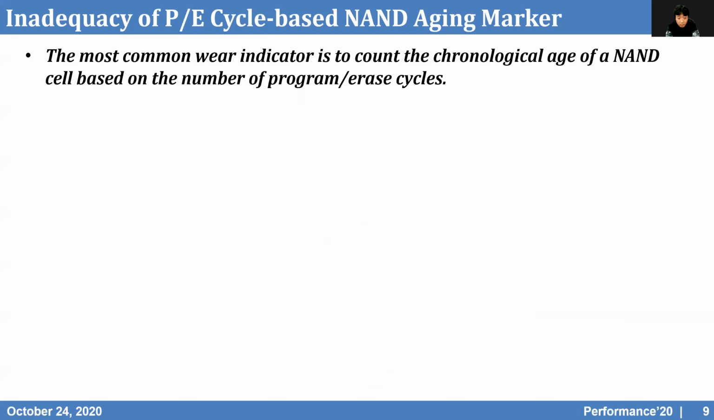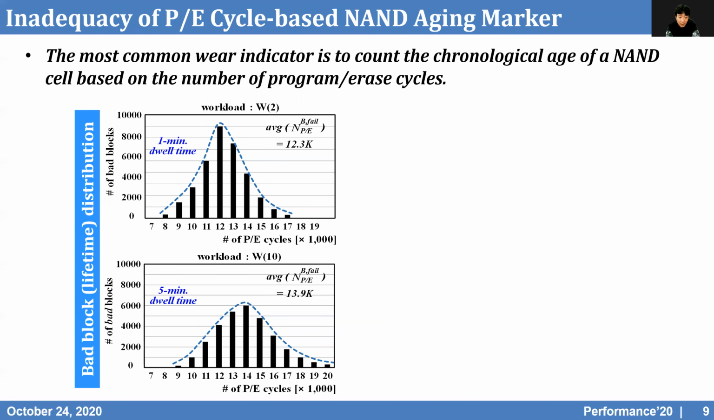Since the wear of NAND blocks is the key factor to efficiently manage flash-based storage systems, it is essential to know the exact information about the wear status of individual NAND blocks. The most common wear indicator is to count the chronological age of a NAND cell based on the number of program erase cycles. Is this conventional P/E cycle-based NAND aging marker sufficient to accurately indicate the wear status of NAND flash memory?